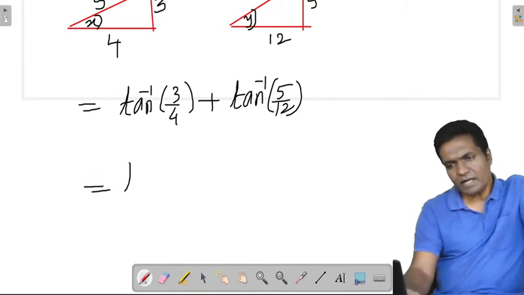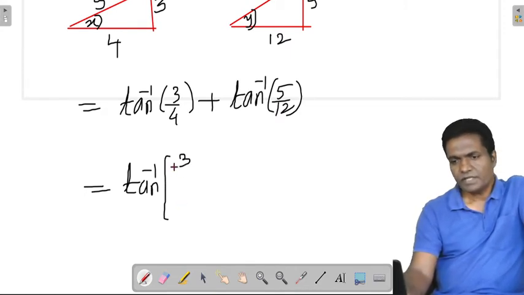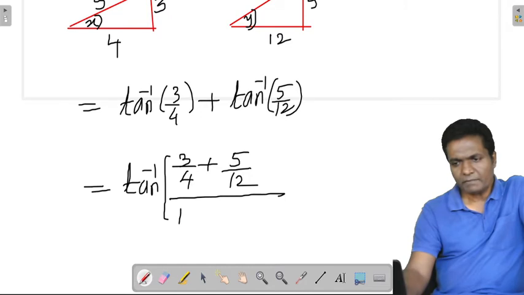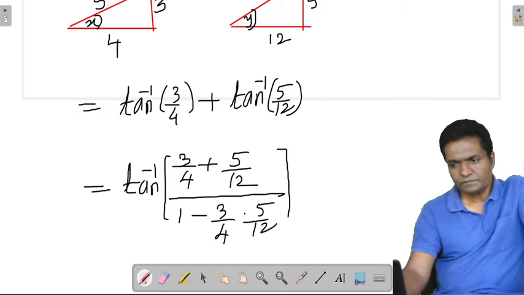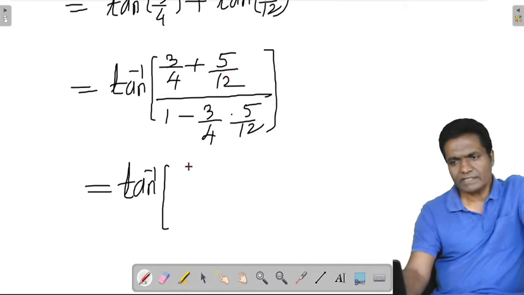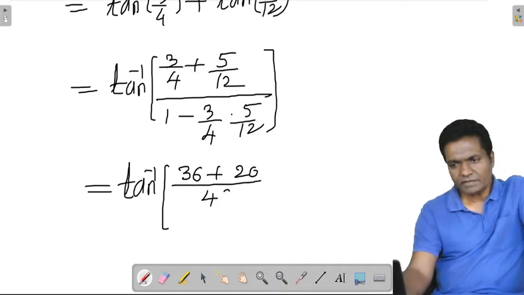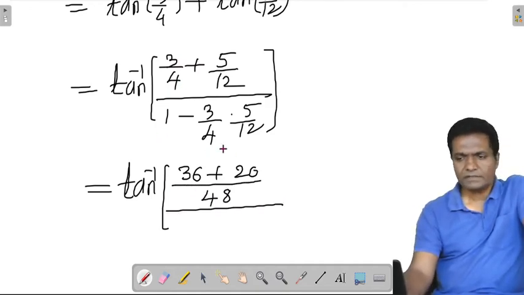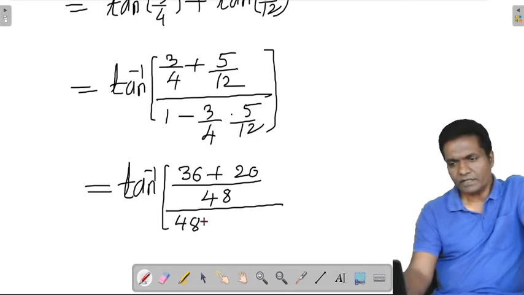Now we can use the formula: tan inverse of 3 by 4 plus 5 by 12, divided by 1 minus 3 by 4 into 5 by 12. Take LCM. It is tan inverse of 12 3s are 36, 5 4s are 20, divided by 48, whole divided by 12 fours of 48, you write 48 here, minus 3 fives of 15 divided by 48.